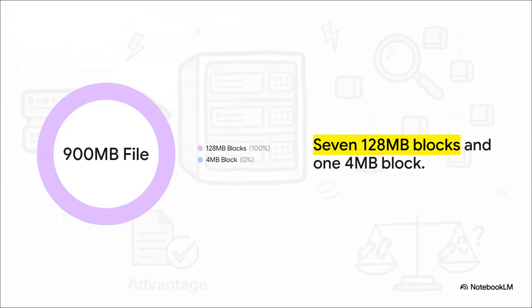And just like that, our single, giant 900 megabyte file has seamlessly transformed into a total of 8 distinct blocks. We've got 7 primary chunks taking up 896 megabytes and one tiny final chunk holding those last 4 megabytes. These 8 independent blocks can now be securely scattered across different machines on the network. It's such a clean, efficient way to slice up big data.